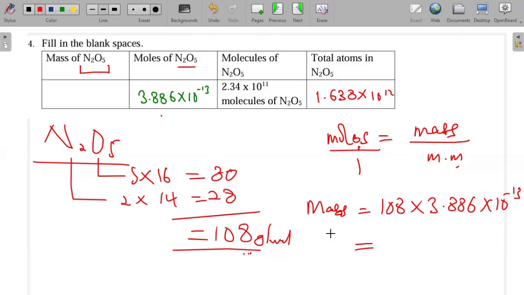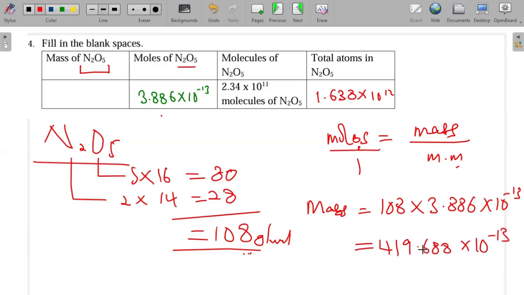Okay, so when I multiply that, I get what? So 108 multiplied by 3.886, I get 419.688 times 10 to the power minus 3.